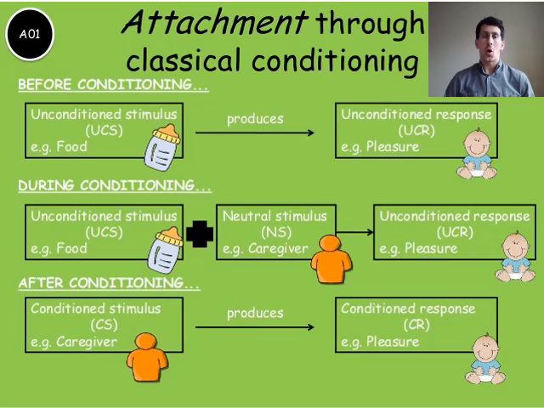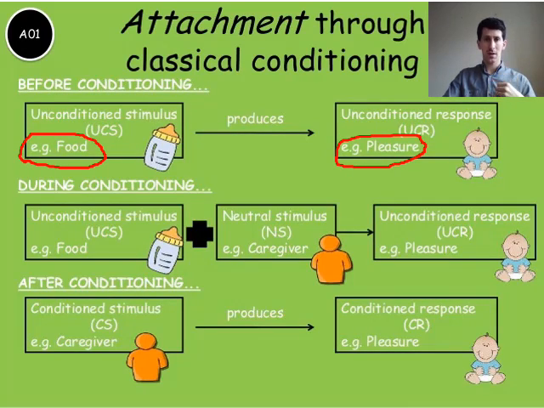So we've got classical and operant conditioning as ways that we learn to form attachments. And again, like I said, it's very similar to what you did when we looked at how we develop phobias. Before conditioning, we've got an unconditioned stimulus, which is the food here. Food brings about the unconditioned response of pleasure. Remember, these are unconditioned because they are natural, they are innate.